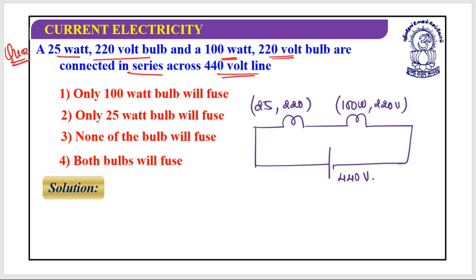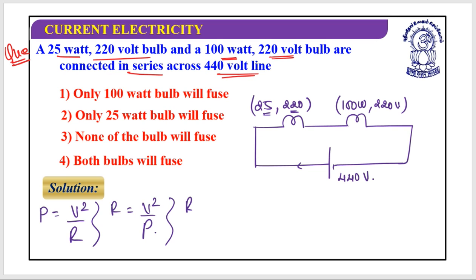So what I can do is find the maximum current handling capability of each bulb, and then calculate the current that is actually passing through the circuit. But how could I do this? What I understood is that P is equal to V square by R. It is the correct relation. So I can use this: R is equal to V square by P. Using this I can calculate the resistance of each bulb.